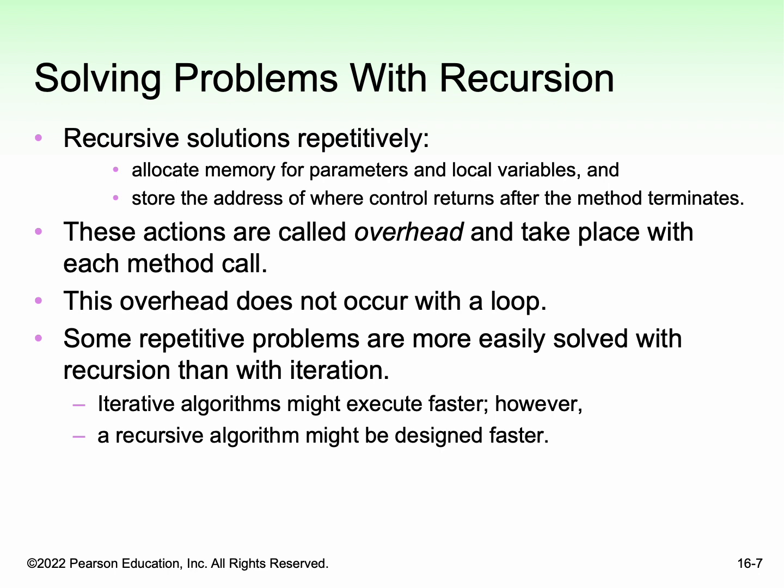However, your program needs to remember when that first call was made. So it needs to know where the program needs to return back to. That is called overhead, and that takes place every single time that method is being called. So every single time you use recursion, you're going to have overhead. However, that never occurs with a loop.